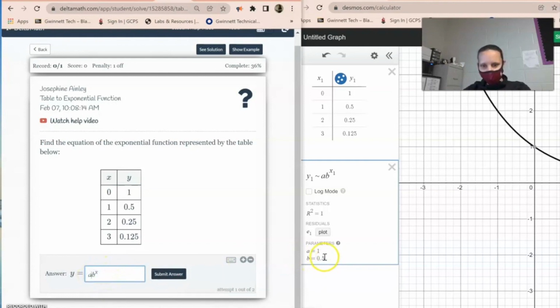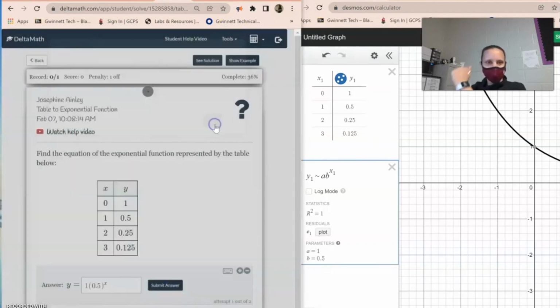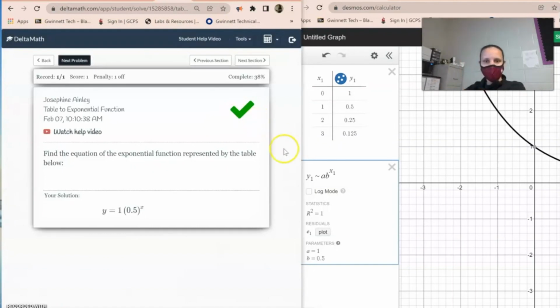So what's my A value? A is 1. So instead of A, I'm going to put 1. I like to put B in parentheses when I do mine. Instead of B, I'm going to put 0.5. And it says an equation in general, so I don't need to change the X. Now, I don't know if this is going to be right because this is an invisible 1, so technically you can take that off. But I'm just going to leave it there and see if Delta Math cares. It does not care. All right, so that's how you go from a table to an equation.